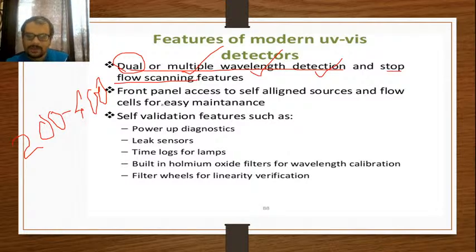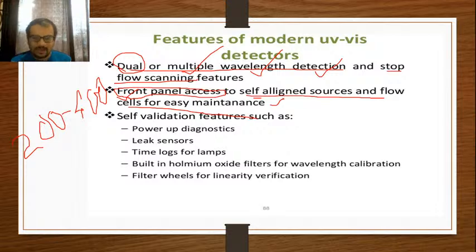The front panel access: just like ourselves, there are front panels available with the UV so that it becomes handy and easy to operate. Self-aligned sources and flow cells for easy maintenance. The operability of the UV detector has become so handy that these instruments have become part of wide application in HPLC. Self-validation features are there.